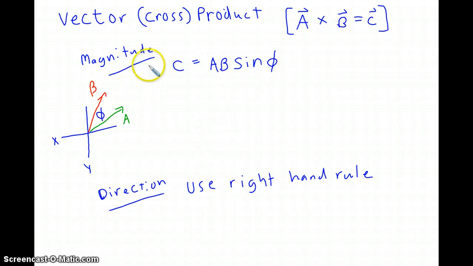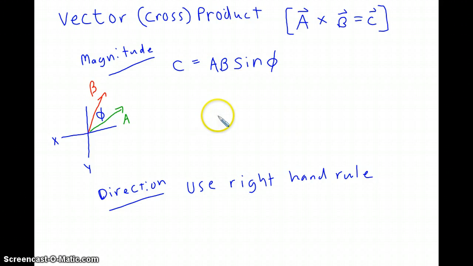So to find the magnitude, now this will only give us the magnitude, that's why we left off the little arrow, all we simply have to do is take the magnitude of A times B, as it says, times the sine of the angle phi in between them. We'll do a specific example in class. That idea is pretty simple.